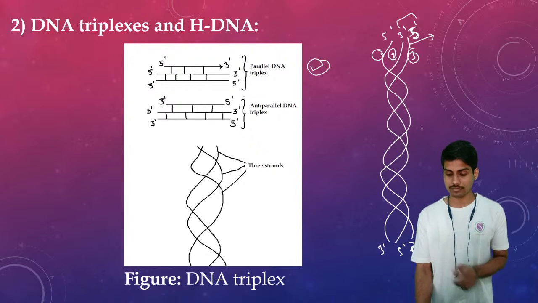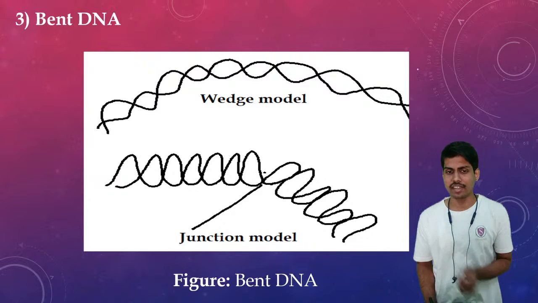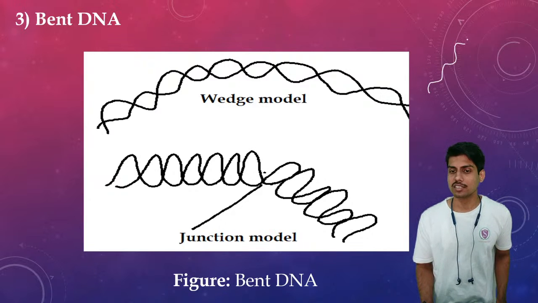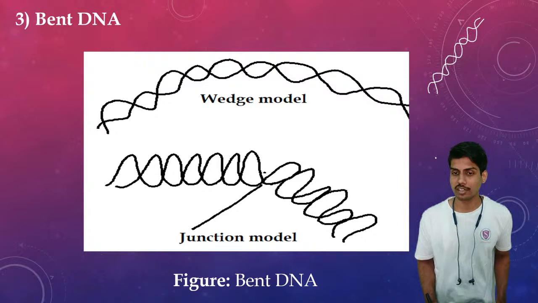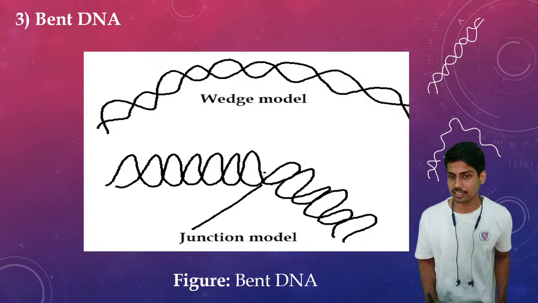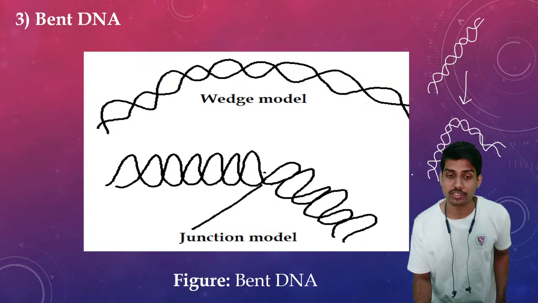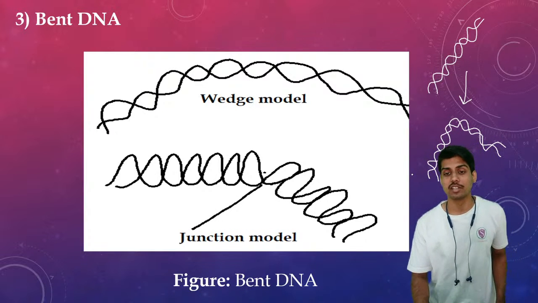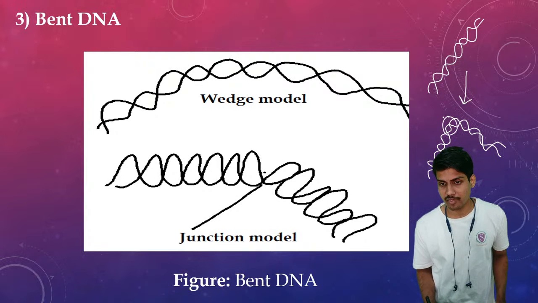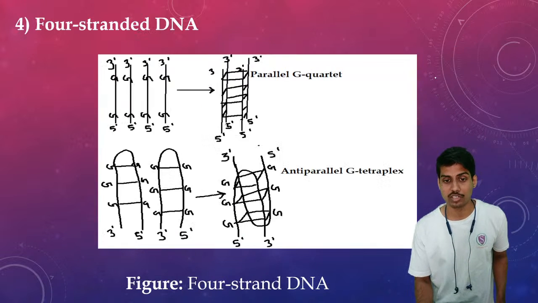Next thing is bent DNA. Bent DNA means what? See, this is the model of the DNA. What may happen because of damage or any physical force is that this strand of DNA can bend like this. There can be multiple reasons for this bending, like ionizing radiation, chemical reagents, and wherever they bend, they call it a junction model or junction point.